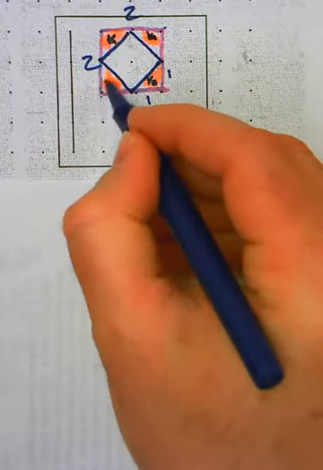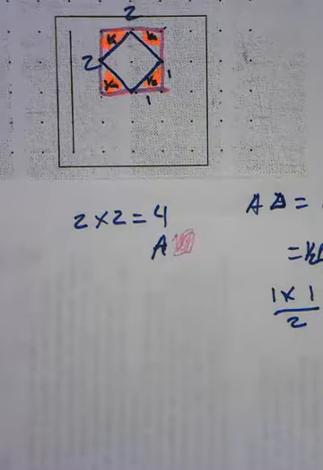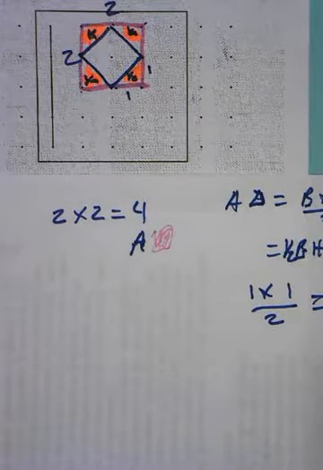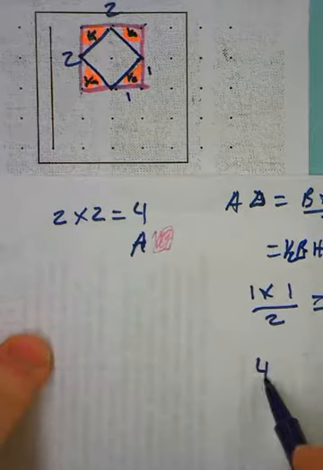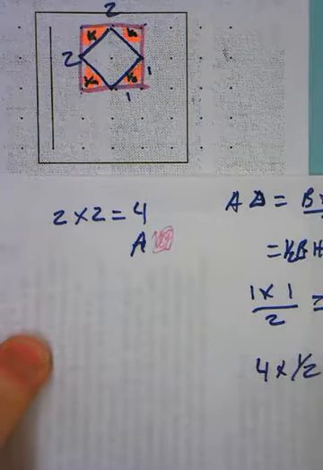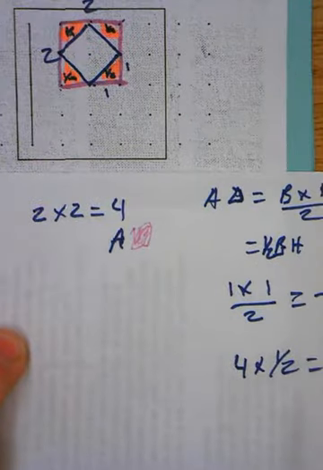All right, so we've got each triangle equals 1/2 in area. We have 1, 2, 3, 4. So we have 4 times 1/2 equals 4 times 1 is 4 over 2 equals 4 divided by 2 is equal to 2. So now we have the area of the triangles on the outside.